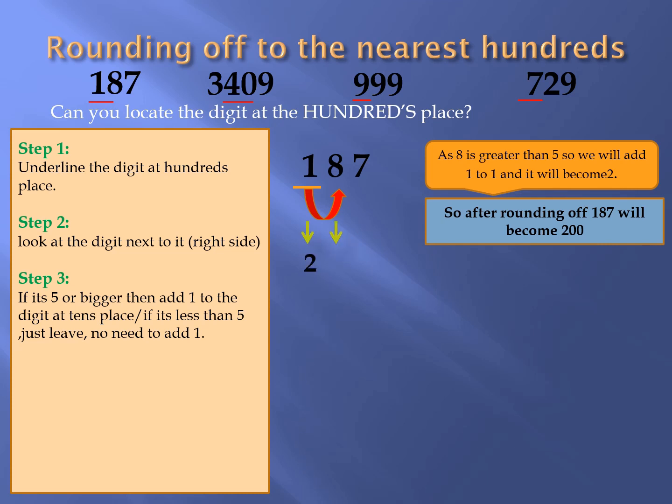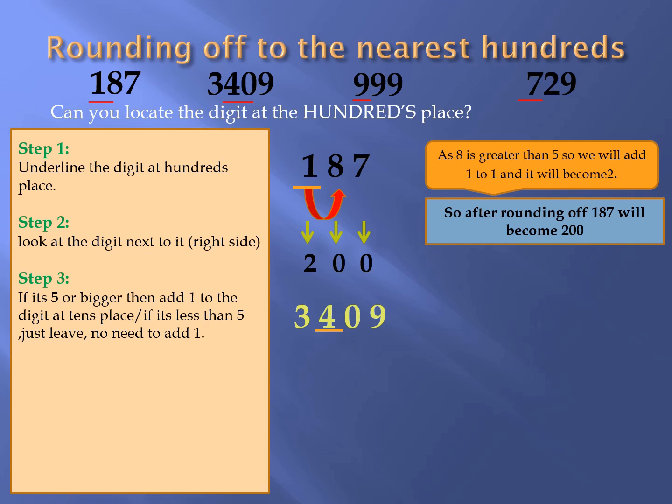1 became 2. अब उसके बाद जितने डिजिट्स हैं वो क्या बन जाएंगे? 0. Got that? Now let's have another example. It is 3409. First of all, the first step, underline the digit at hundreds place. Here we have 4.